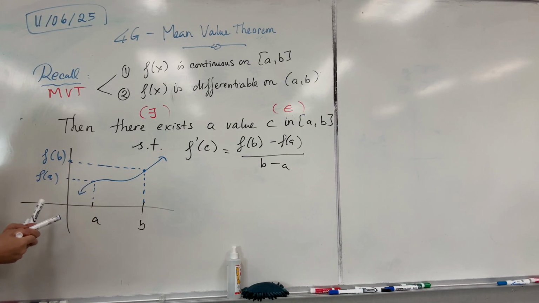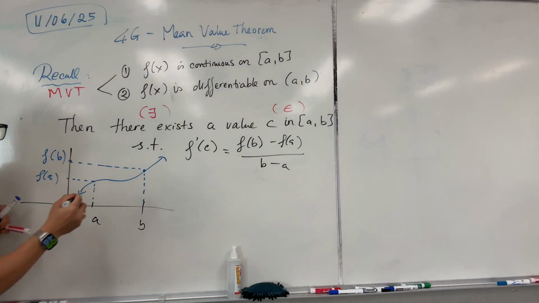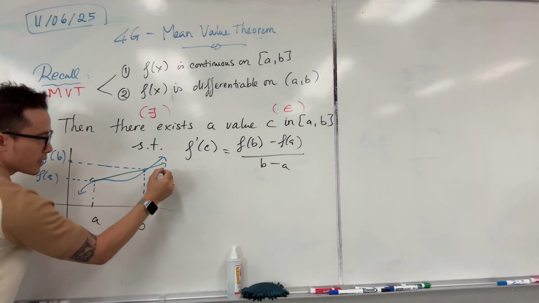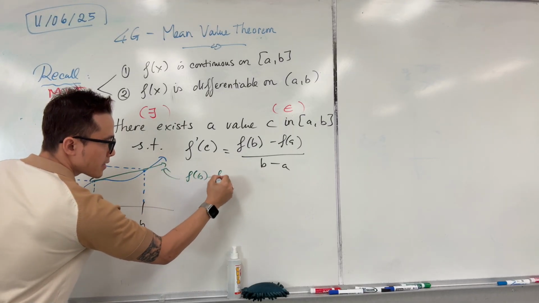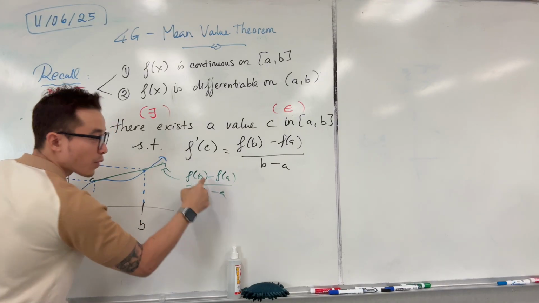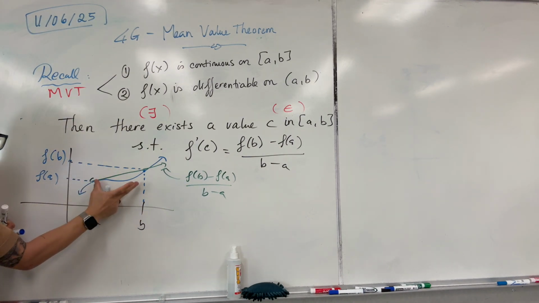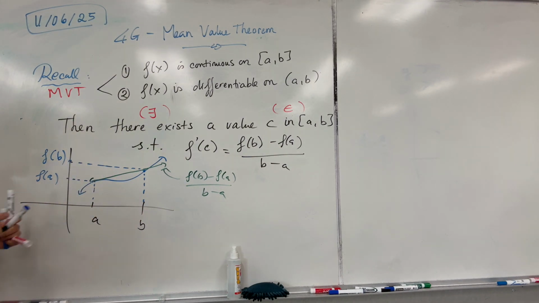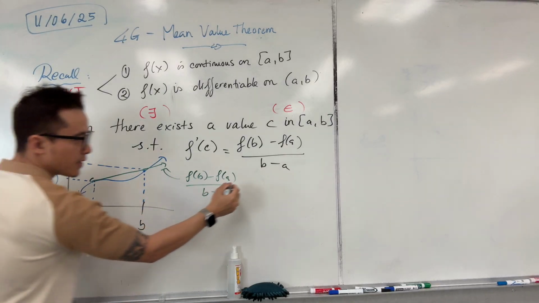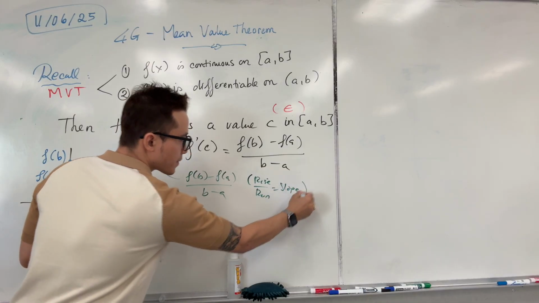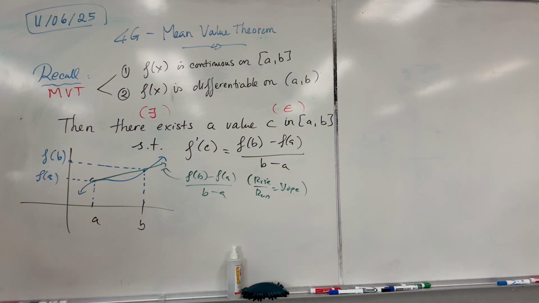Let's find the slope of ab first. What is the slope, the average rate of change of ab? This line right here is f(b) minus f(a) over b minus a. This is the rise over run. The difference in the outputs is the rise, the difference in the inputs is the run. See? They're all connected. Rise over run, the slope.